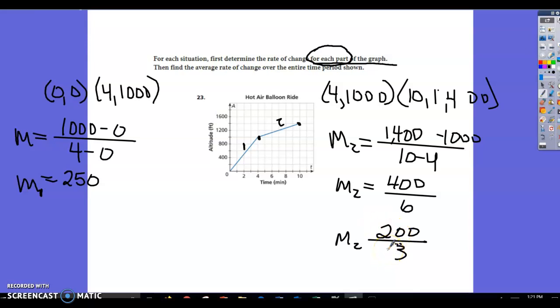All right, now it says to calculate the average rate of change. You always have to read the whole question. So it says find the average rate of change over the entire time period. So I'm going to leave this for you guys to do on your own. 0, 0, and 10, 1,400 will give you the average rate of change for the whole thing. So you can do that on your own, okay?